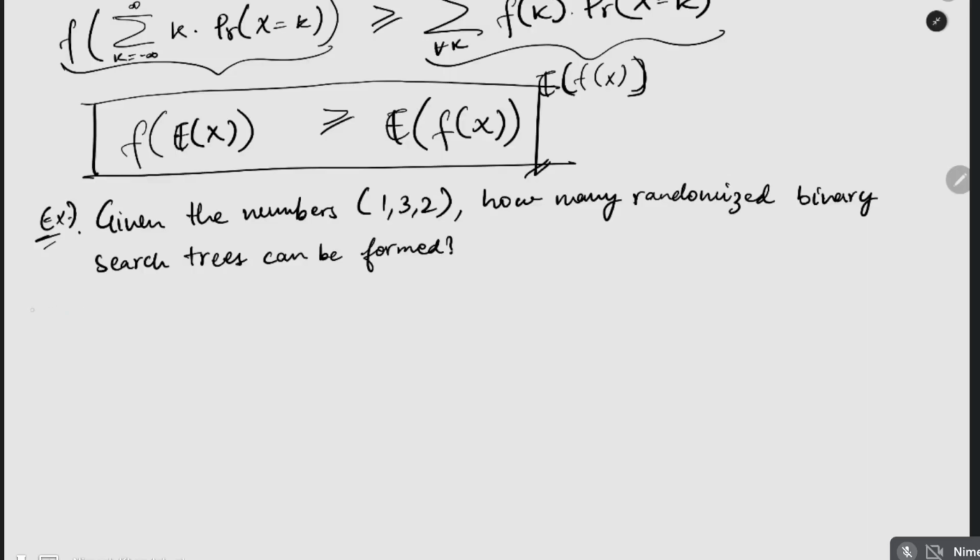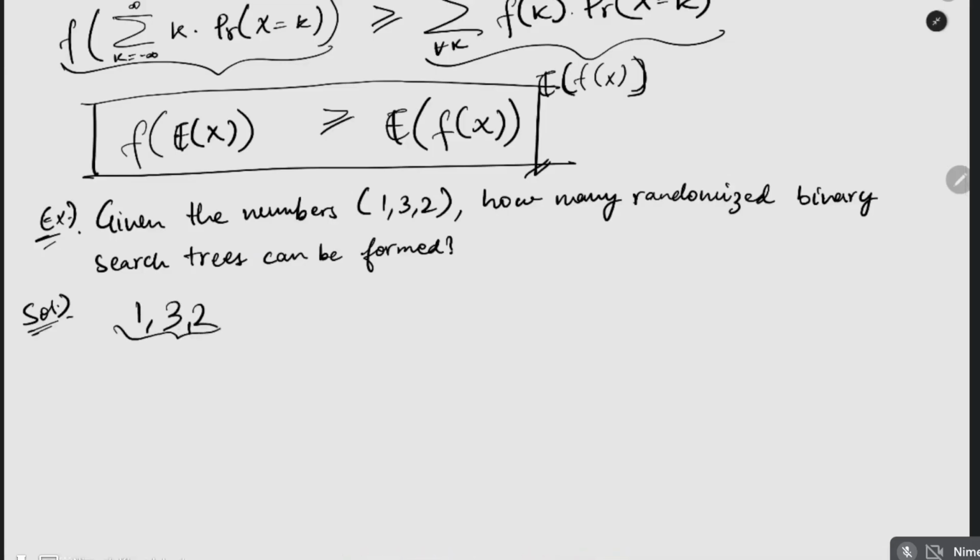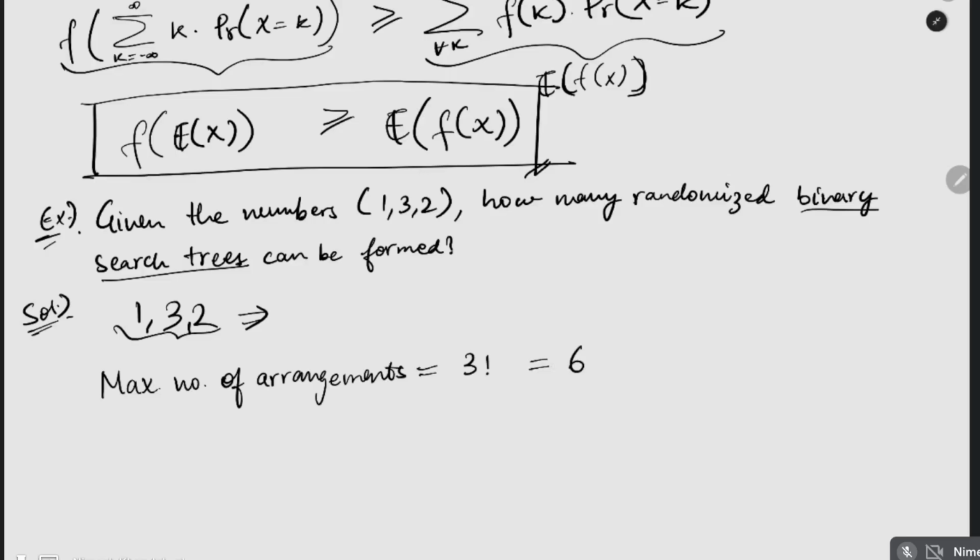So let's not write the options for this because we can just work our way here. We have three numbers, 1, 3, 2, and we need to arrange them in a binary search tree form, right? So all these numbers can be arranged in at most 3 factorial ways, so that gives us the value 6.